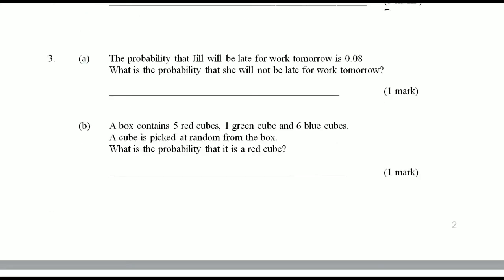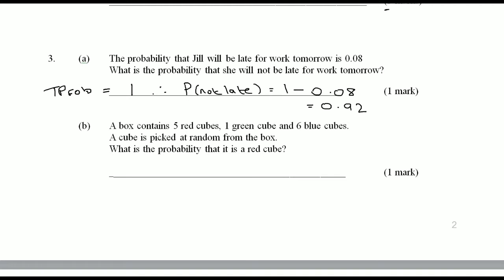Okay, question 3, we're rolling through these. Probability that Jill will be late for work tomorrow is 0.08. What is the probability she will not be late for work tomorrow? So, we've only got 2 possibilities: that she will be late for work tomorrow and she will not. Total probability equals 1. Therefore, the probability she'll not be late is 1 minus 0.08, which equals 0.92. Easy.